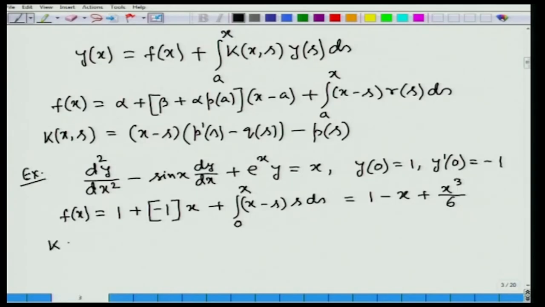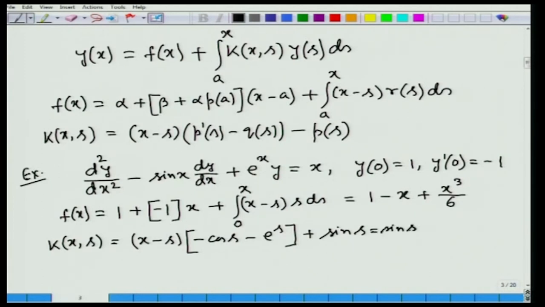And similarly, if you calculate the kernel of this integral equation, this will be x minus s multiplied with p dot s, p is minus sin s, so that means it will be minus cos s, then q is e to the power x, so that means minus e to the power s, minus p s, so it will be plus sin s. So, this is equal to sin s minus x minus s multiplied with cos s plus e to the power s.